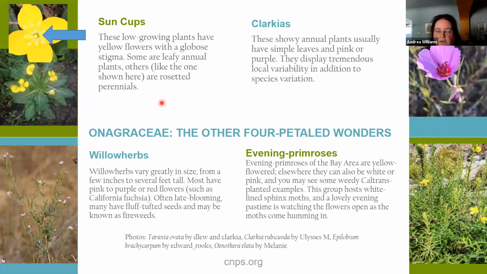Willow herbs are really different in size, from a few inches to several feet tall. Most of them have pink to purple or red flowers. California fuchsia is a really well-known one of these and really common in landscaping. A lot of them are blooming right now, and many of them have these fluff-tufted seeds, and they're known as fireweeds for a couple of reasons.